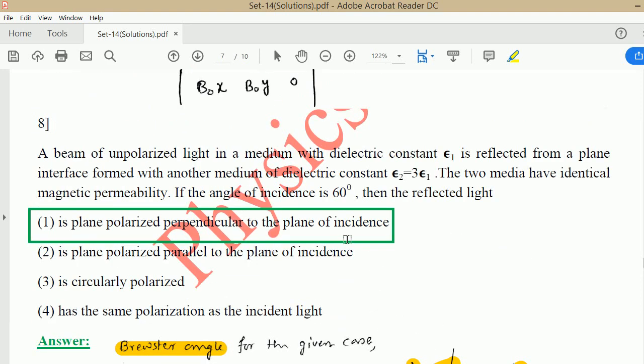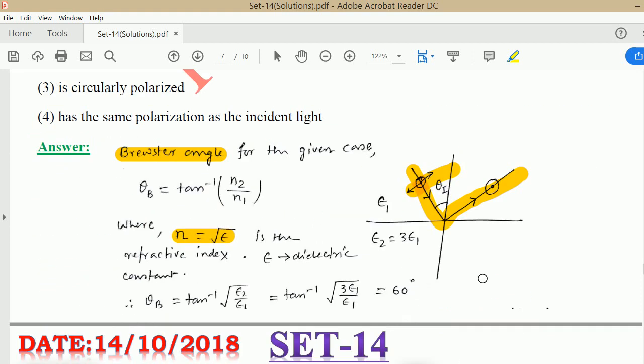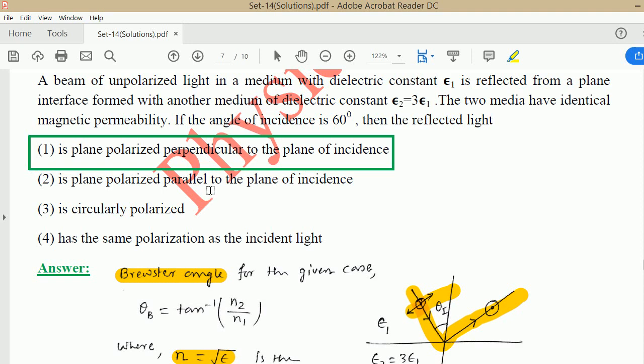And the light was being incident at an angle of 60 degrees. So it is the Brewster angle. So the reflected light must be plane polarized, perpendicular to the plane of incidence. So option 1 is the correct option.